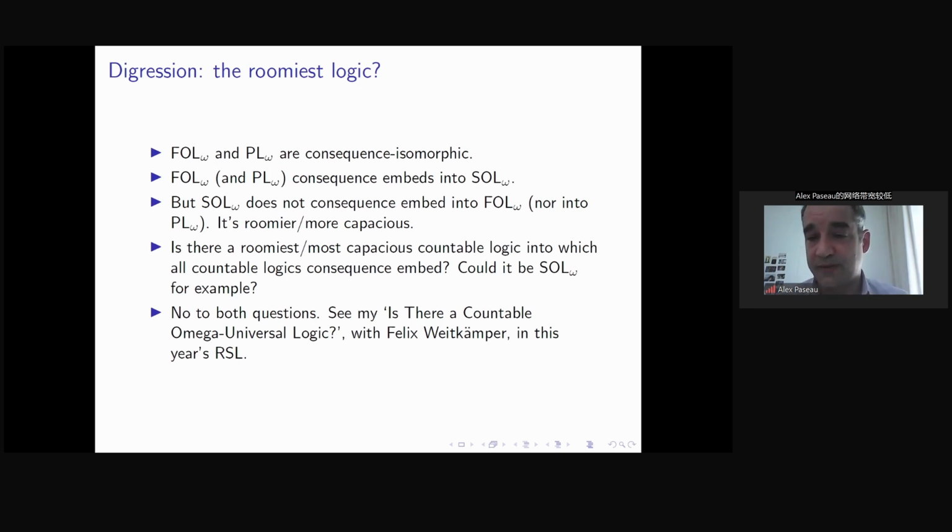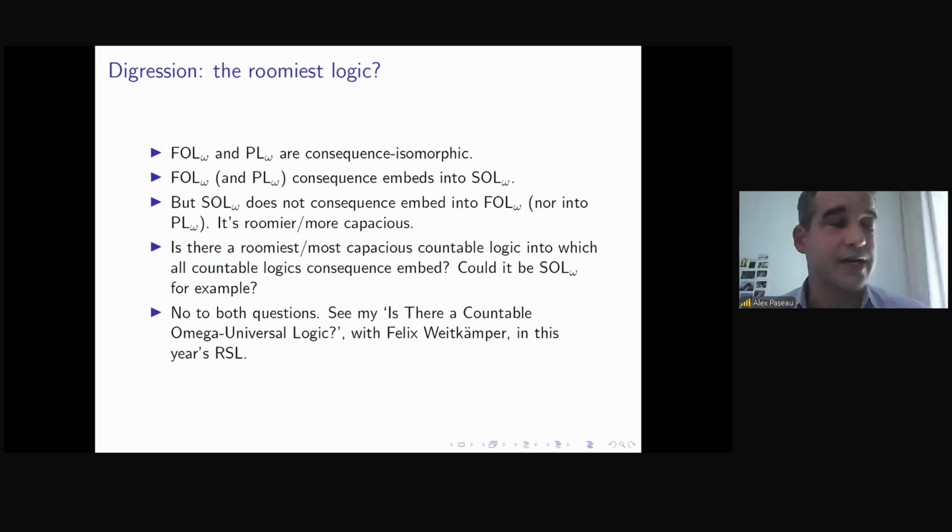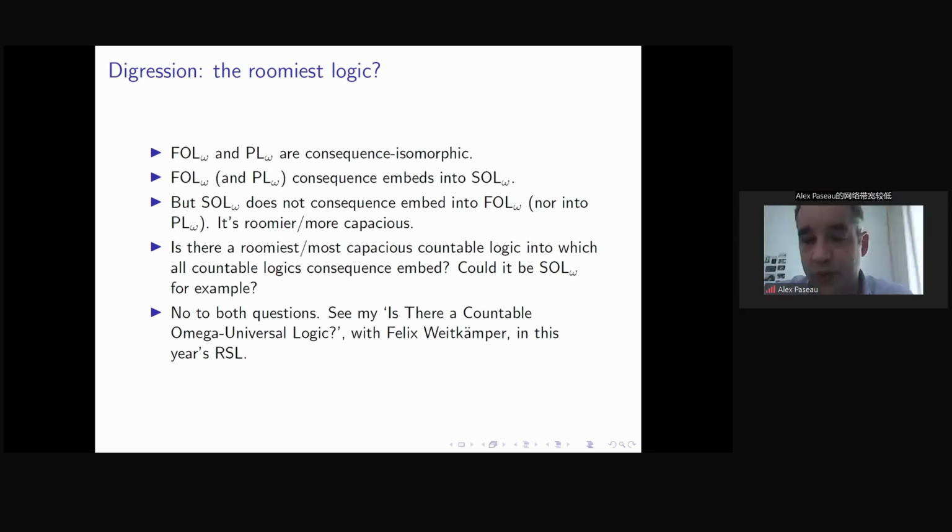For example, could it be countably infinite second-order logic? Whatever your initial countably infinite logic is, whatever language you speak, whatever implicational structure you put on your countably infinite language, could you consequence embed that into second-order logic in such a way that preserves the implication structure of the original? Can you do that? This is a technical question. The answer is no. And I've just got a paper with Felix Kemper that's come out recently on this question of whether there is a countable omega-universal logic, as we call it, a logic into which you can embed any countably infinite logic in this sense of consequence embedding.